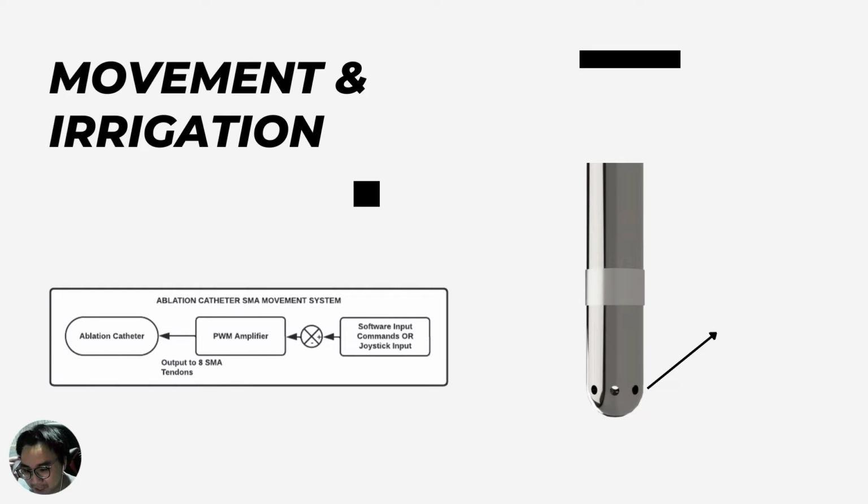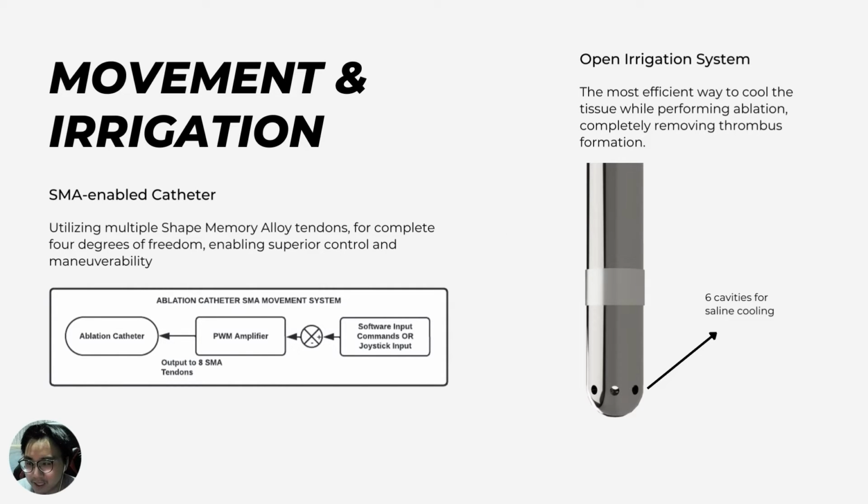Right, so moving on to the last topic. This is going to be the catheter design. So for ablation, we will be using a shape memory alloy based system, which would be multiple tendons of these materials to move the catheters around. This is done since by using multiple tendons, the catheter would have superior control and maneuverability.